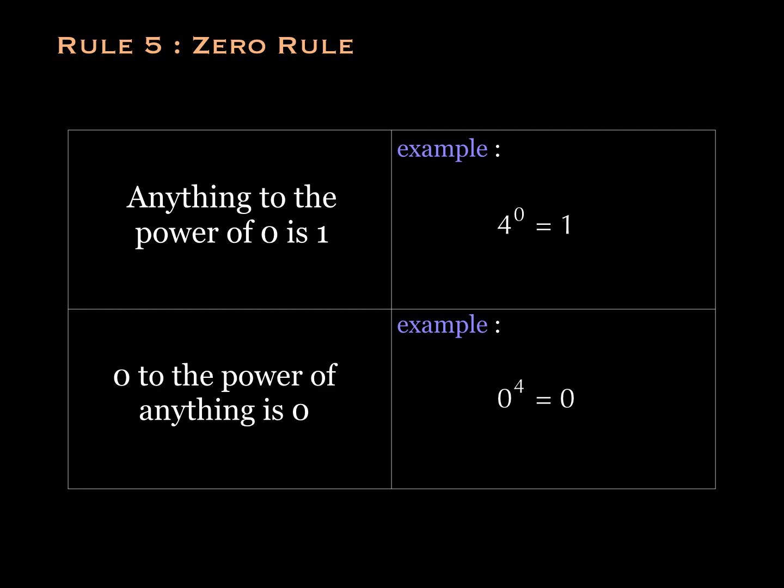Rule 5. Zero rule. The first rule of Rule 5 is anything to the power of 0 is 1. For example, 4 to the power of 0 equals 1. The second rule of Rule 5 is 0 to the power of anything is 0. For example, 0 to the power of 4 equals 0. Now you might be wondering, what is 0 to the power of 0? Well, 0 to the power of 0 is undefined.